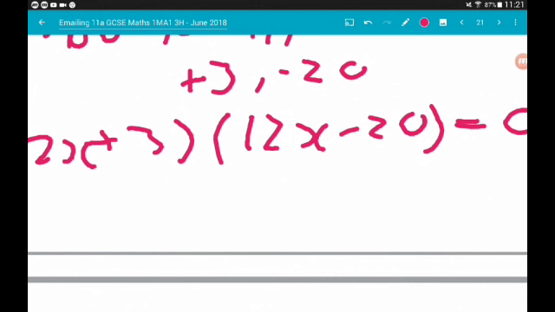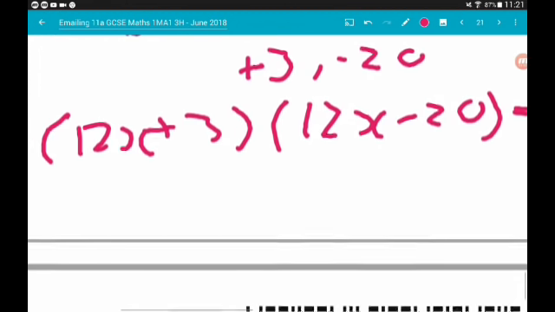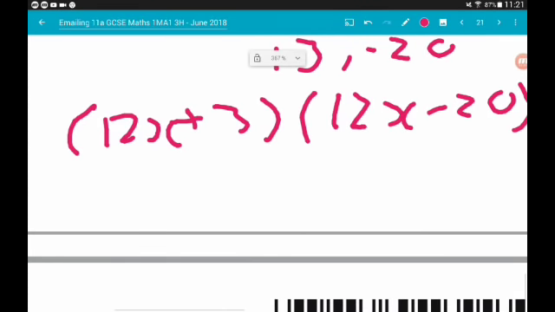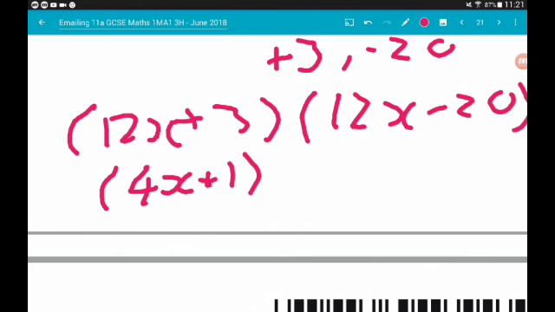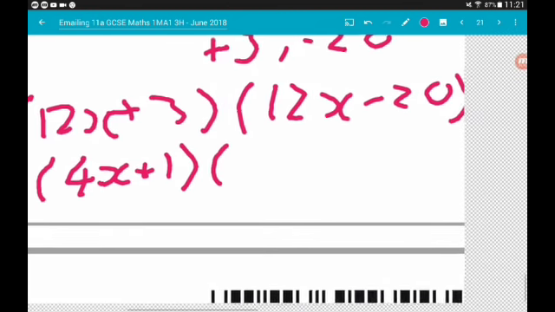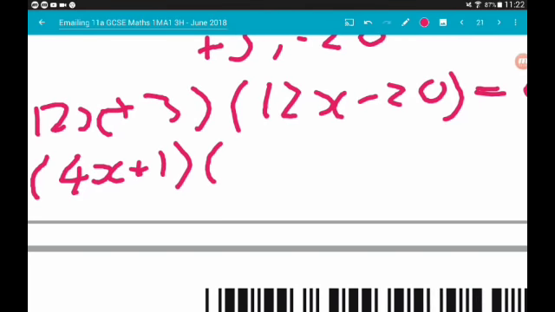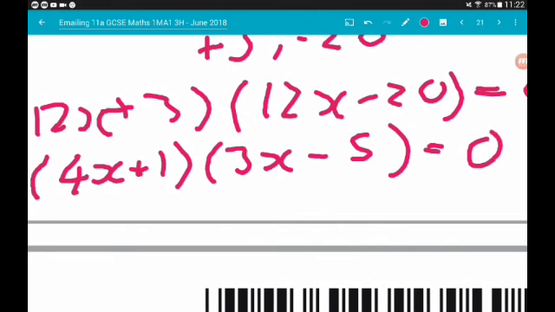Now the very last step here is to divide away any common factors inside a set of brackets. So this first bracket has a common factor of 3. So this bracket divides to 4x, add 1, and the second bracket divides, well, it has a common factor of 4, so this guy divides to 3x minus 5 is equal to 0.